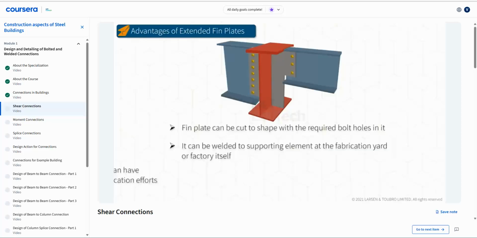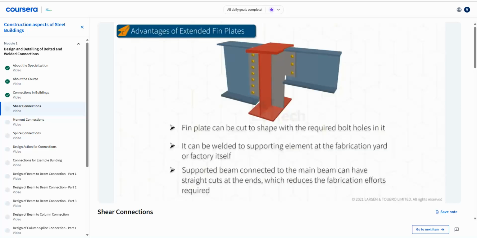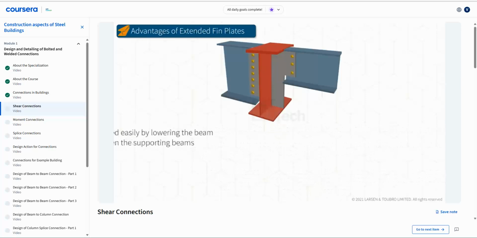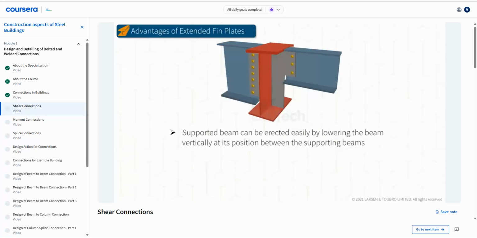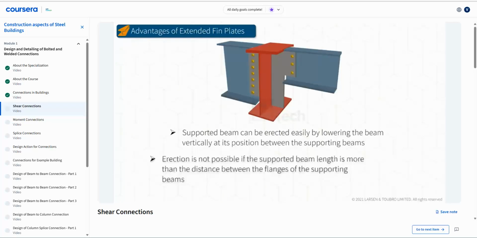The supported beam, that is the beam that has to be connected to the main beam, can have straight cuts at the ends, which reduces the fabrication efforts required. The supported beam can be erected easily by lowering the beam vertically at its position between the supporting beams, which is not possible if the supported beam length is more than the distance between the flanges of the supporting beam.